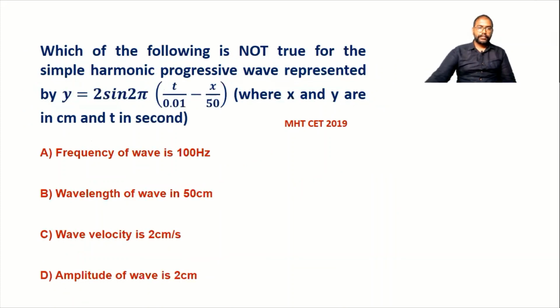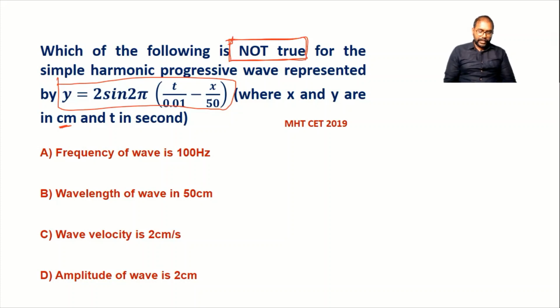Now next one. Which of the following is not true for a simple harmonic progressive wave represented by this? X and Y are in centimeter, T is in second. We have to remember the unit. Not true means that three things are true, one is not true, and that we have to find out. Now we compare the given equation with the standard form, a sine 2 pi, t by T minus x by lambda.